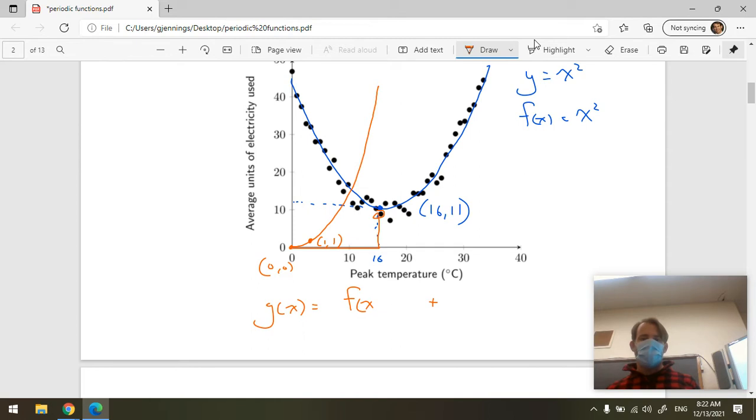What C do I want if I want to move this vertex up to 11? So I'm going to be adding something to all the outputs of the function. What would I be adding to all of them if I want this vertex to go from 0 to 11? Yeah, I'm going to add 11 to all of the outputs. And then to the x values, I want them to be moved in the positive direction by 16.